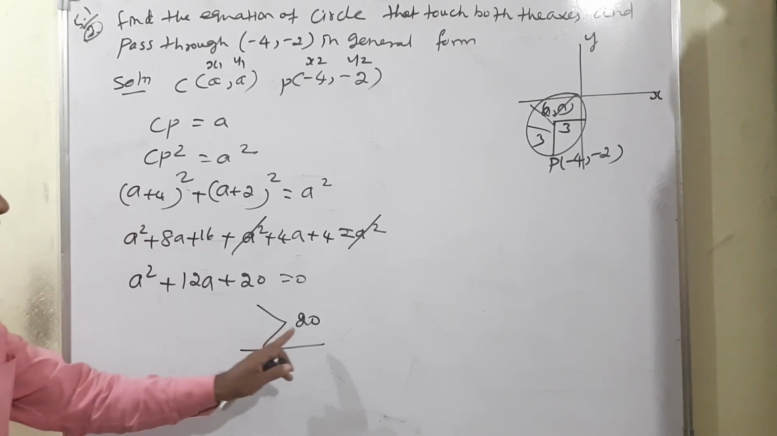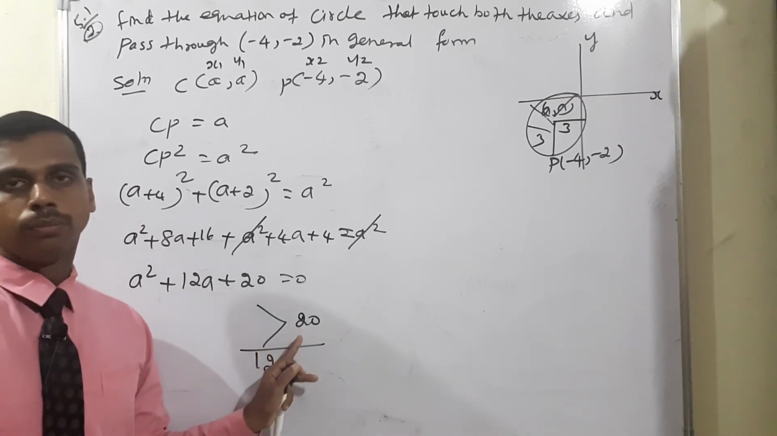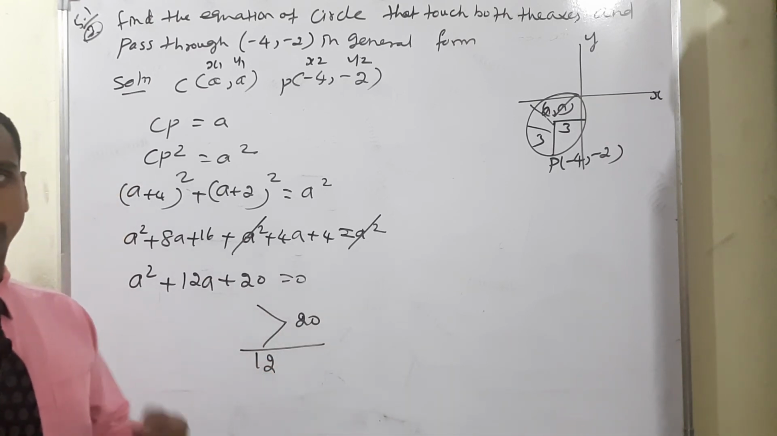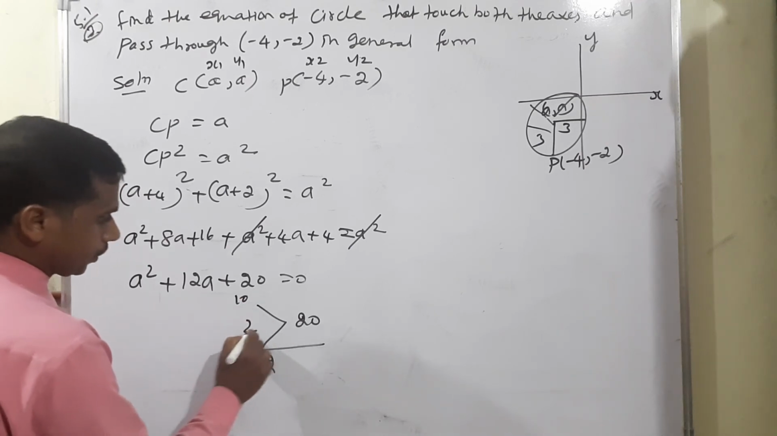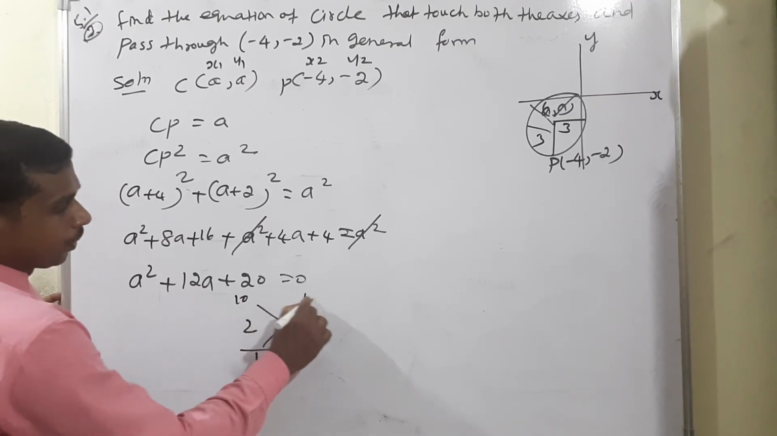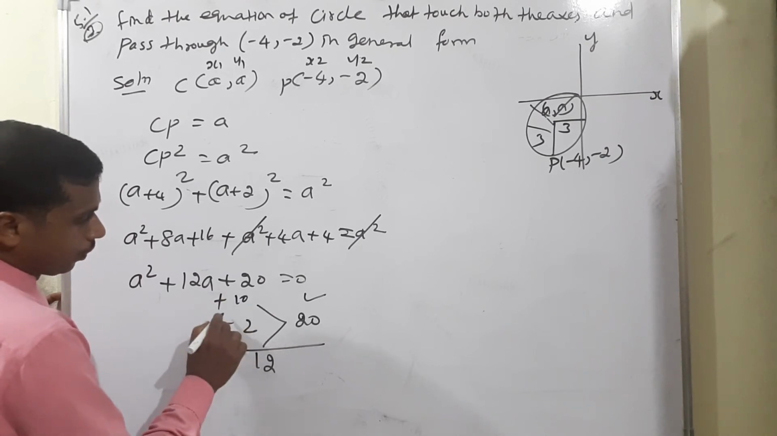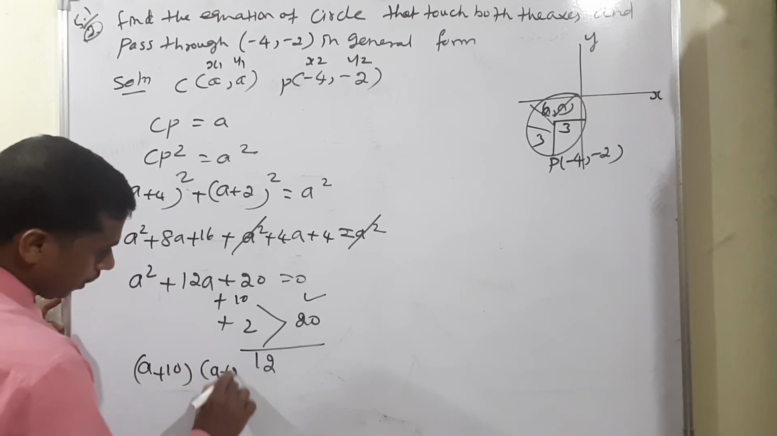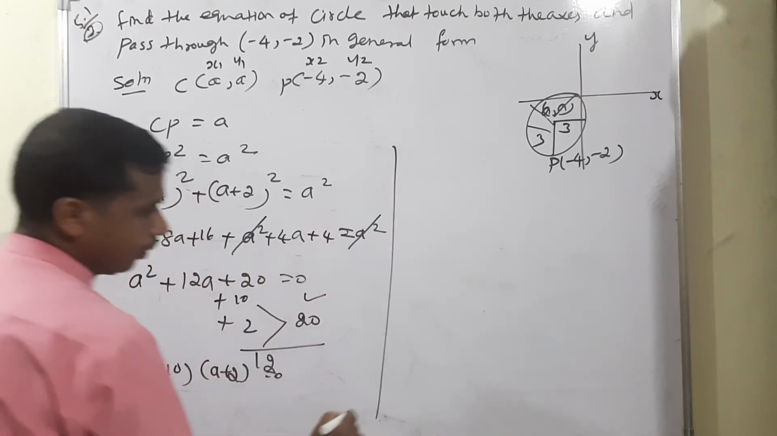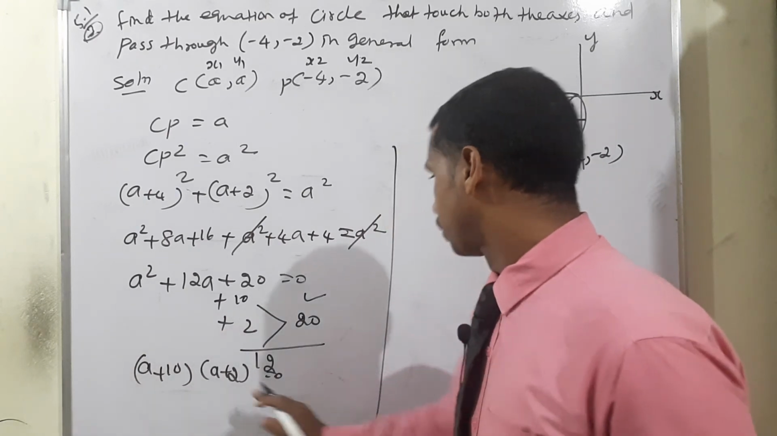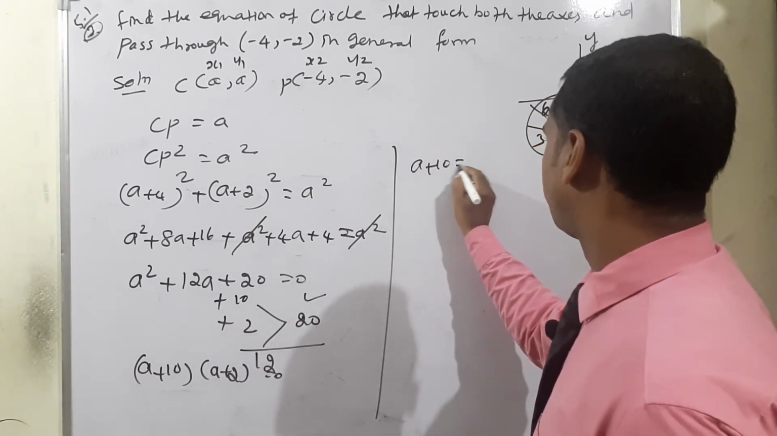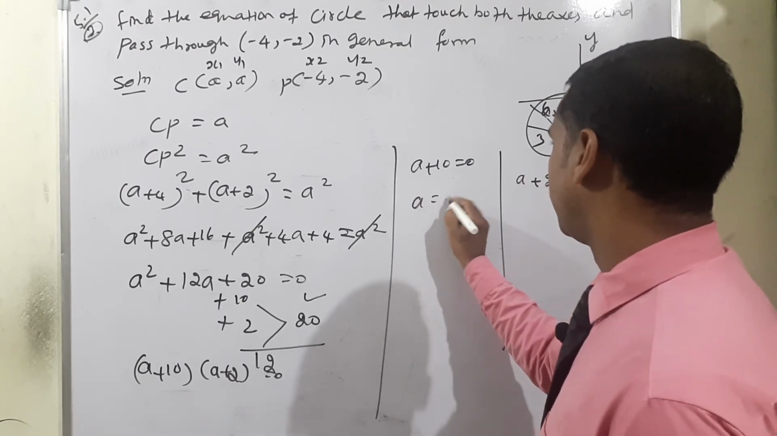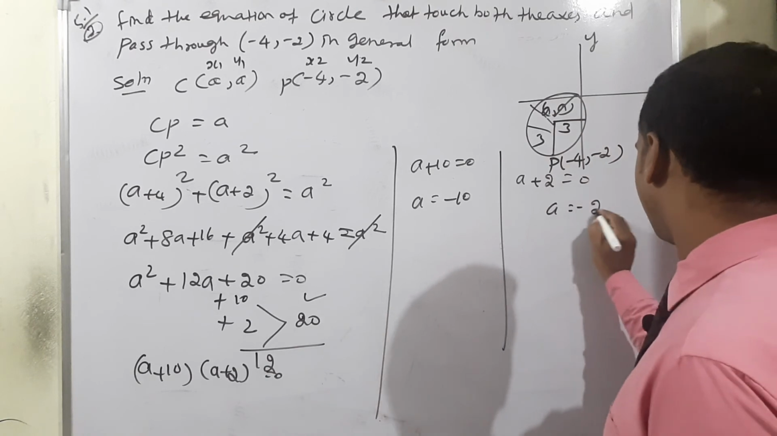Since the product is positive, both signs are equal, either positive or negative. But since the sum is positive, both terms should be positive, with values 10 and 2. 10 into 2 is positive 20, and 10 plus 2 is positive 12. Therefore (a plus 10) into (a plus 2) is equal to 0. Separating the terms, a plus 10 is equal to 0 and a plus 2 is equal to 0. Therefore a is equal to minus 10 and a is equal to minus 2.